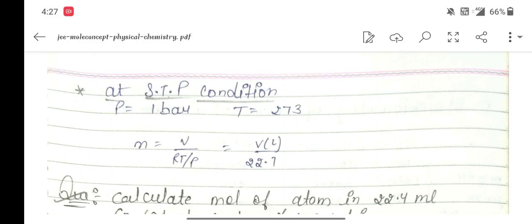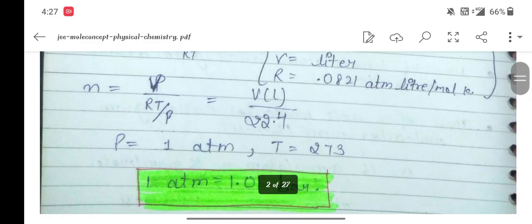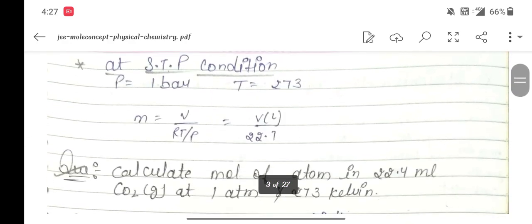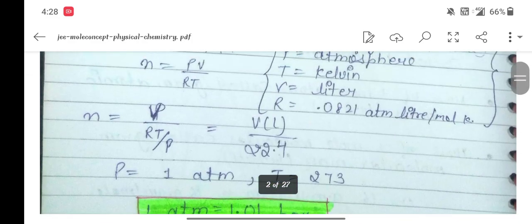At standard temperature and pressure conditions, P is equal to 1 bar and T is equal to 273. Here we had taken P equal to 1 atm, now we are taking P equal to 1 bar. So n is equal to V by RT by P, which is equal to V in liters by 22.7. This value we will get there.